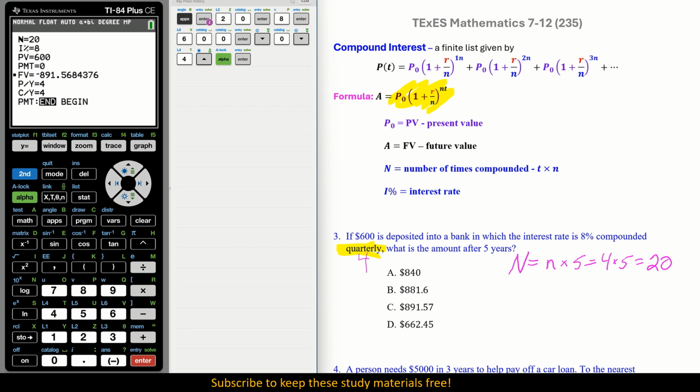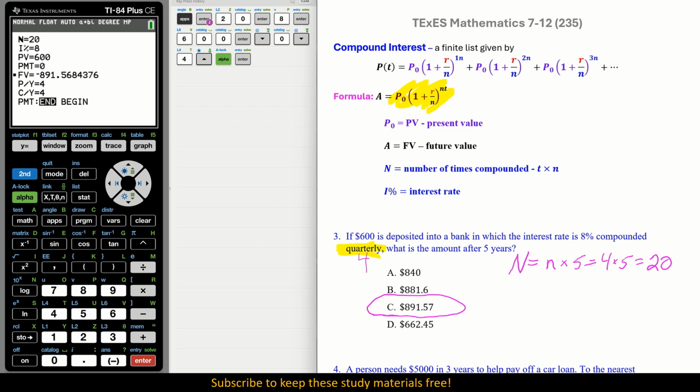But notice there's a negative in front of it. There is a programming reason why that's there. I'm not going to get into that. You can look that up for yourself. But we do see a rounded option. C is what we need, $891.57.